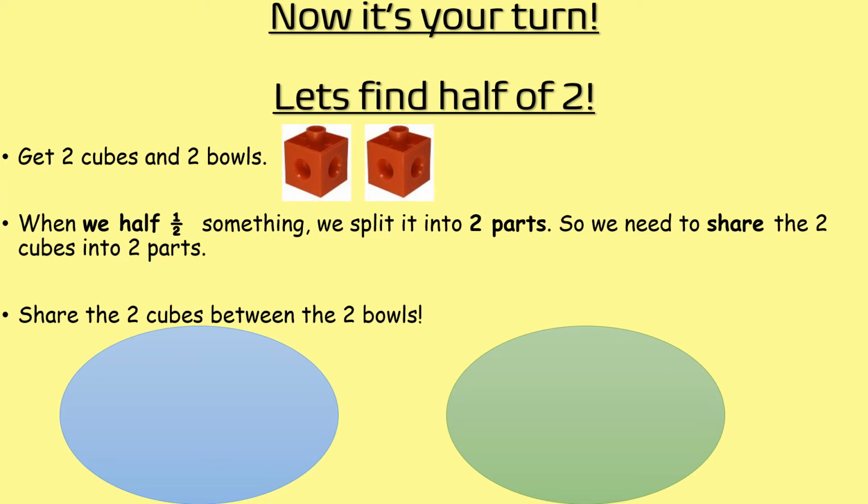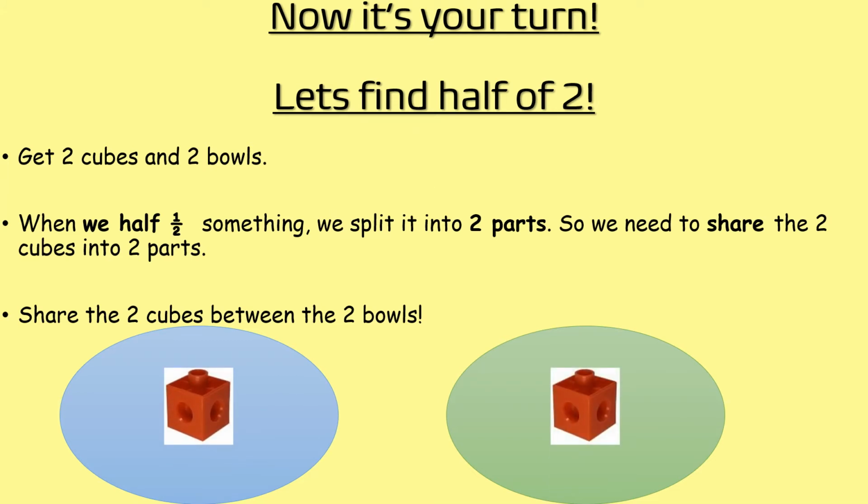Okay, so guys, let's have a look. We're going to take 1 cube and give it to the blue group. We've got another cube and we give it to the green. Oh look, we've shared our whole 2 cubes. We've shared them into 2 groups. And because we've shared it into 2 groups, into 2 parts, we have found what half is. So 1/2 of 2 is 1, and the other half of 2 is 1, because 1 add 1 makes our whole 2.